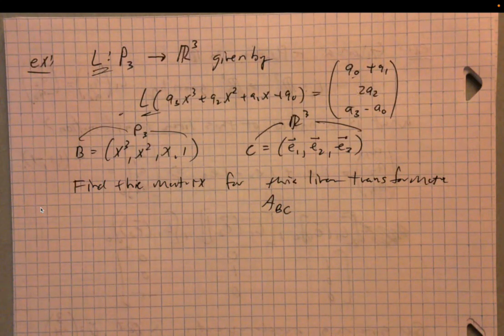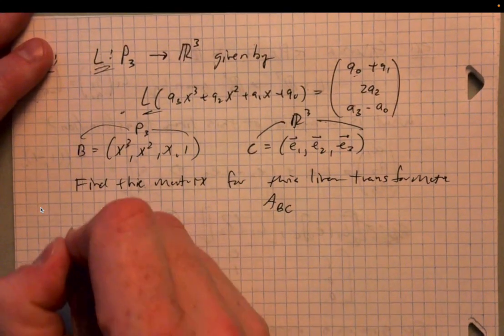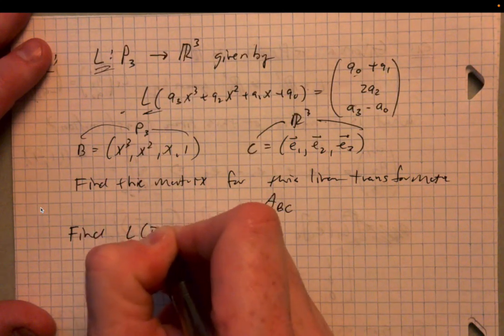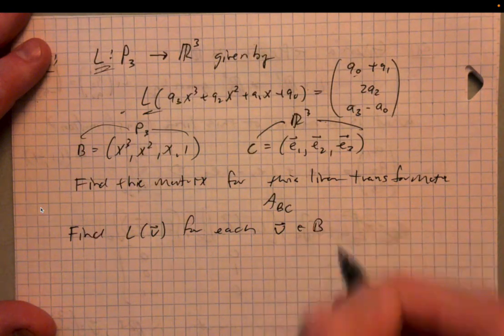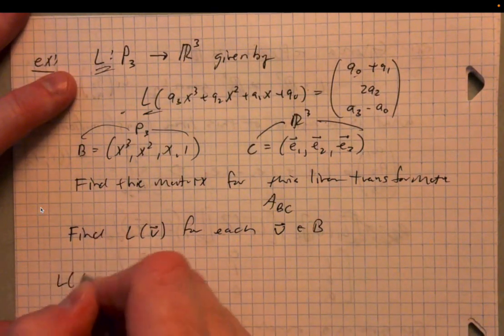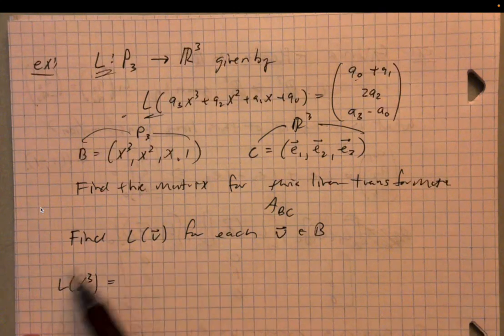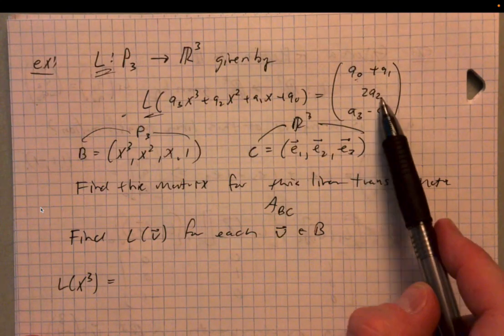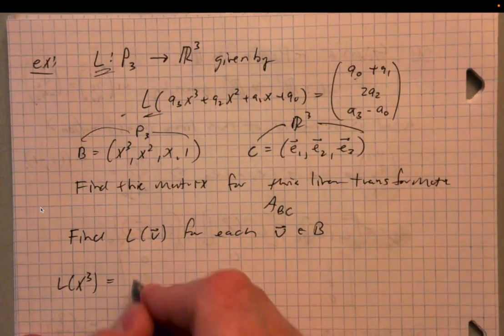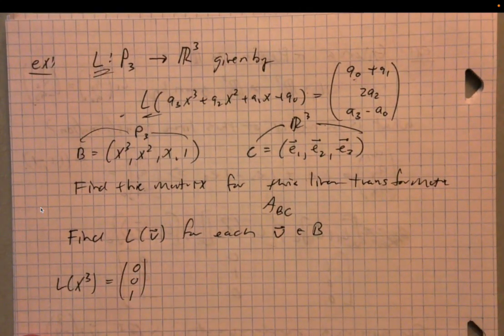And so how do we do that? Well, we first need to plug in the domain basis into L and figure out what each of those is equivalent to under L. So find L of V for each V in the ordered basis B. We can do that. L of x cubed: x cubed just has an A3. So this is 0 plus 0, 2 times 0, and then 1 minus 0. So it's 0, 0, 1.